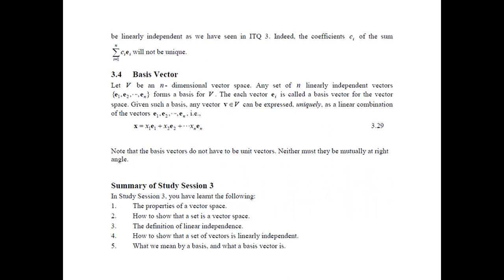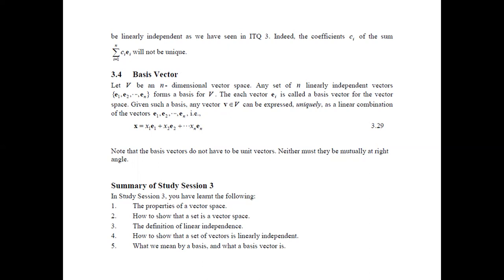Basis vector. Let V be an n-dimensional vector space. Any set of n linearly independent vectors E1, E2 up to En forms a basis for V. Then each vector Ei is called a basis vector for the vector space. Given such a basis, any vector x in V can be expressed uniquely as a linear combination of the vectors E1, E2 up to En. That is, x equals x1 E1 plus x2 E2 up to plus xn En.